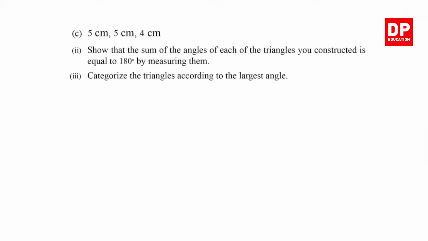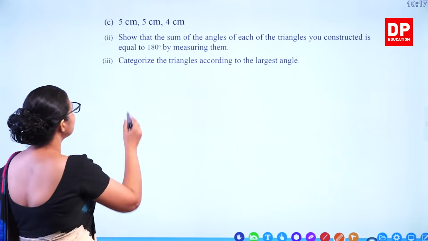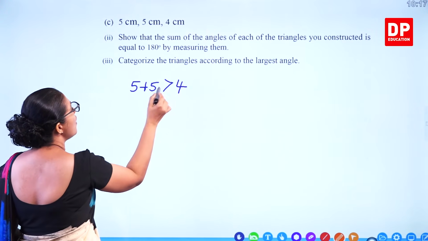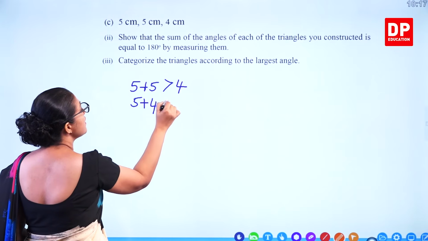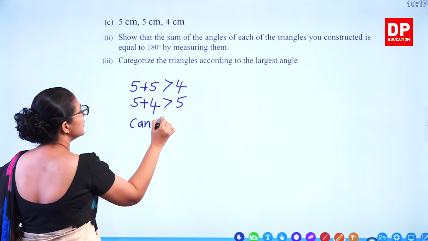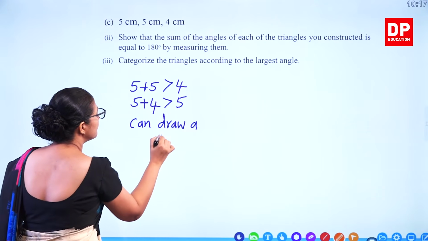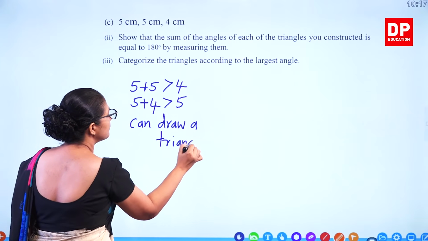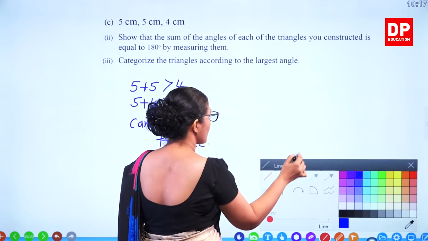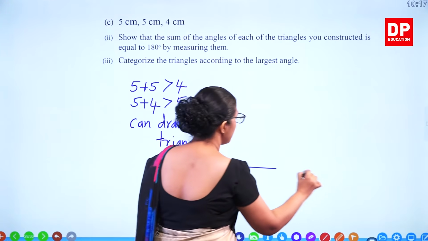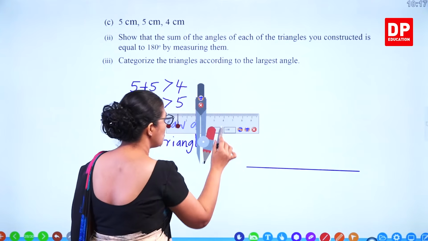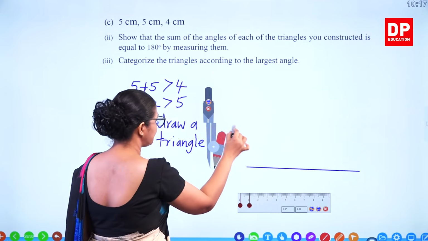Now this one: 5, 5, 4. Can we draw? 5 plus 5, 10. That's greater than 4. And 5 plus 4, 9, greater than 5. So we can draw a triangle. And we'll draw it now. Now you know how to draw a triangle. Take any length and using the compass and the ruler, you can measure the lengths.